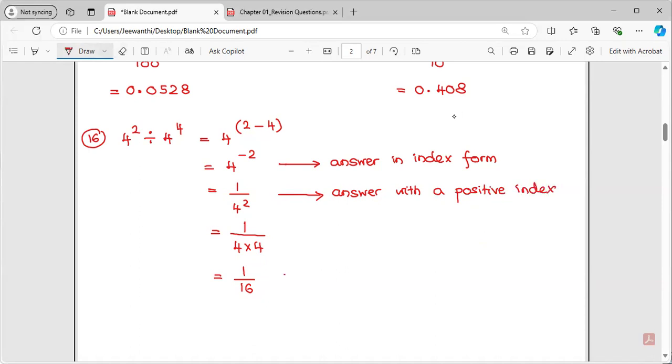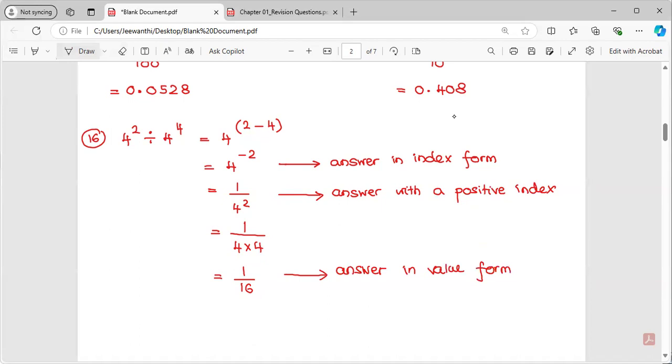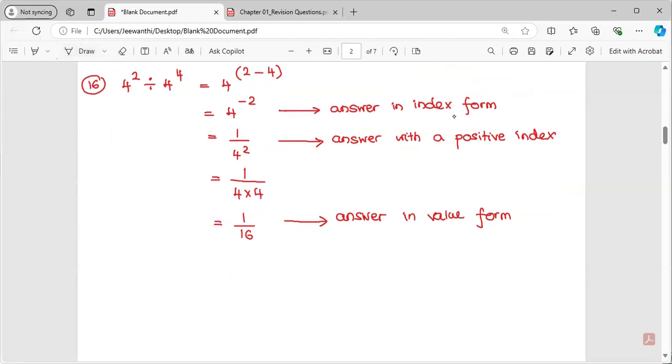And this one, answer in value form. You don't want to write all, but I took this as answer in value. So I took this as an example to explain everything, right? So then it's more than enough that you don't want to draw the arrows and write. No, you just do the steps and show your answer. It is 1/16. So then the next question, question number 17, right?